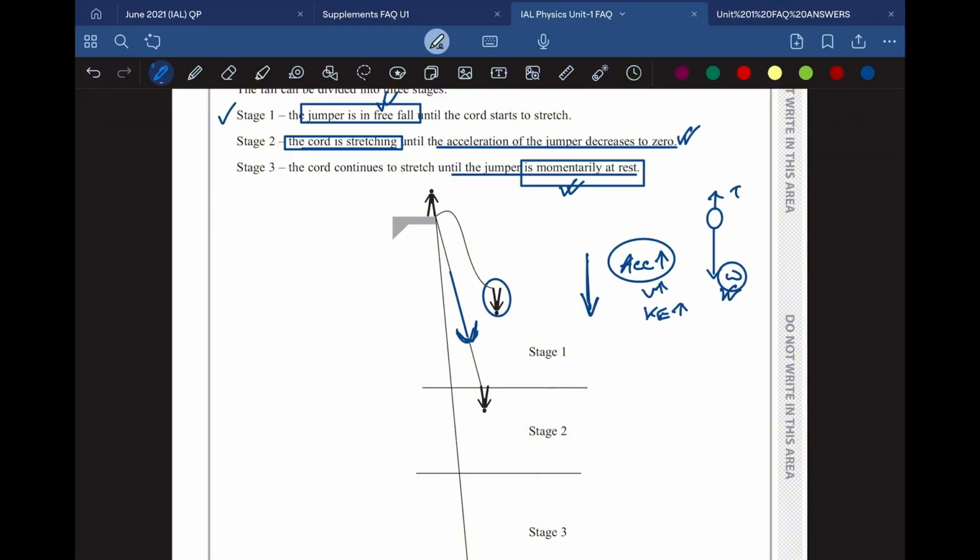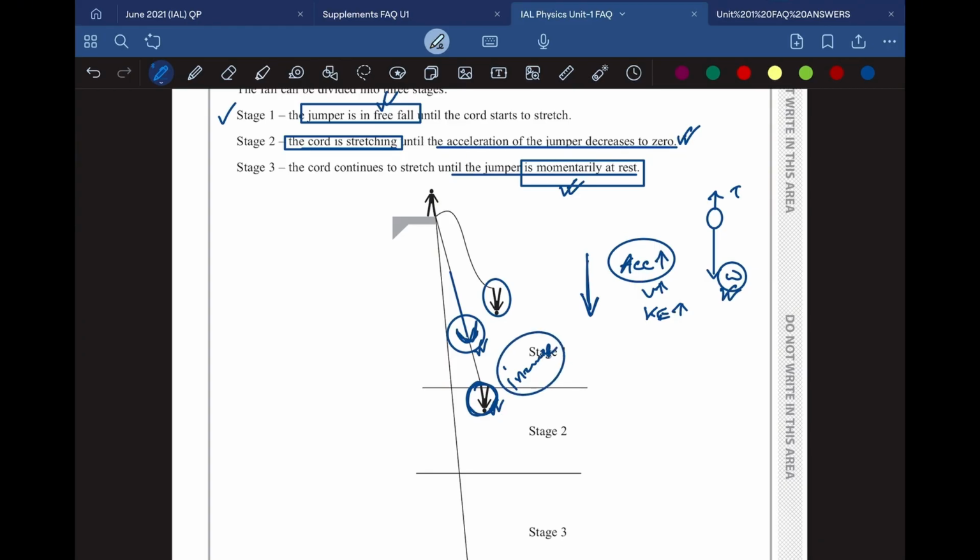And it stretches. So that means right now the gravitational force will not only do work on this man, it will also do work on the cord as well to stretch it down, right? To stretch it down, gravitational force will be doing work on the cord as well. So now the kinetic energy of this man will increase, but at a decreasing rate.